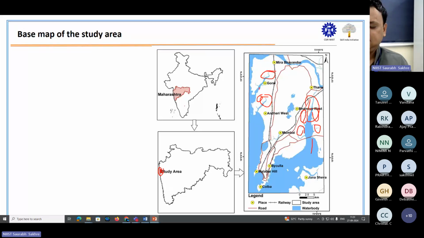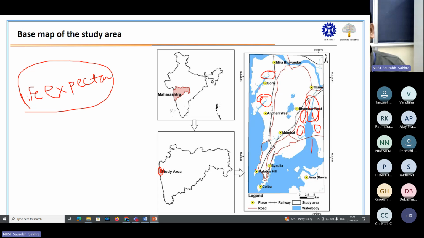So what we have done is carry out a life expectancy analysis. Suppose the same rate of sewage discharge continues in the creeks, and we are discharging sewage continuously in the creek, what will be the life expectancy? After how many years will the width of the creek get clogged and become a part of the land? That is what we are trying to work out using remote sensing and GIS.